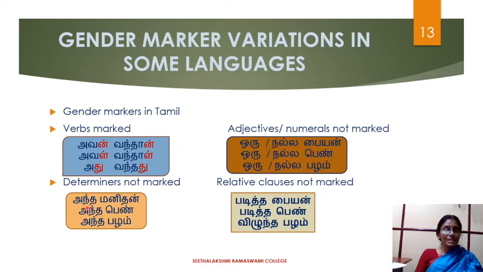And similarly, determiners. Anda manidan, anda pen, anda palam. So for masculine, feminine and neuter, anda remains the same and it is not marked. So determiners are not marked for gender as far as Tamil is concerned. And relative clauses also. Paditha payyan, paditha pen, vilunda palam. So here also paditha remains the same. There is no variation. There is no marking of gender in this. As far as Tamil is concerned, the verb serves as a mark of gender. So the gender marker is the verb in Tamil.